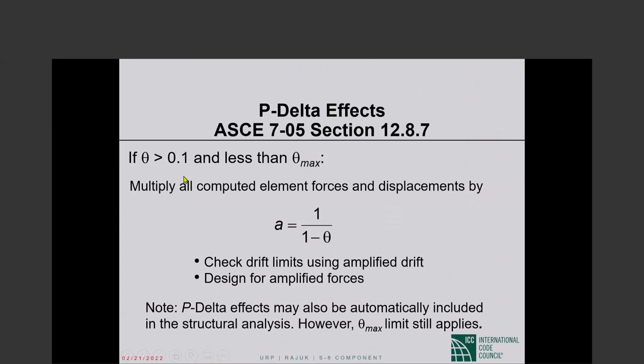When theta is between the two limits, 10% and theta maximum, as given on the previous slide, one simple way of accounting for P delta effects is to multiply all computed element forces and displacements by 1/(1 minus theta). Okay, this we have done for a long time, works pretty well, although these days the computations will be done on the computer, and we probably will not do this. But this has been very popular over the years. So multiply all computed element forces and displacements by 1/(1 minus theta). Check drift limits using amplified drift and design for amplified forces.